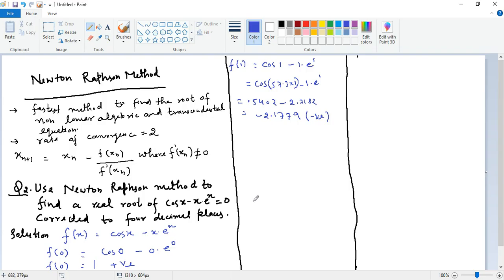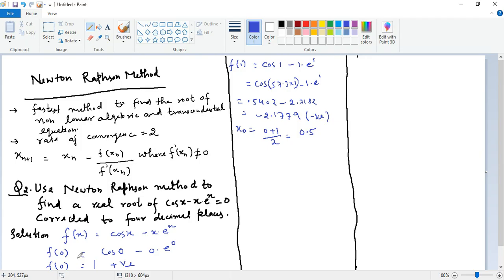So x naught is the midpoint of those intervals. 0 plus 1 divided by 2 is 0.5. So the initial root of this equation is 0.5, which is the midpoint of these two intervals, 1 and 0.